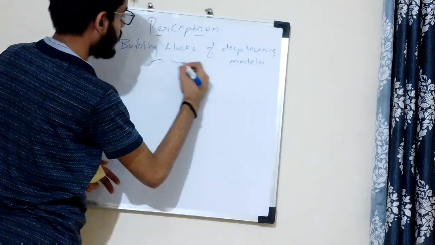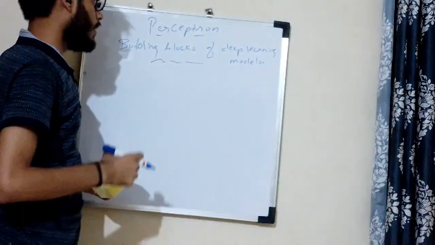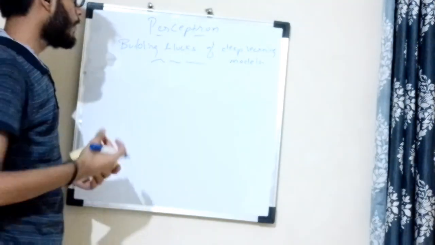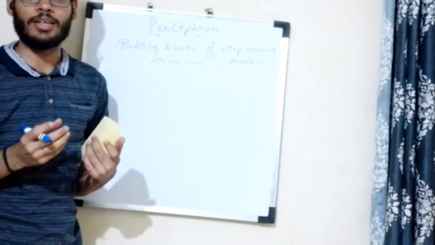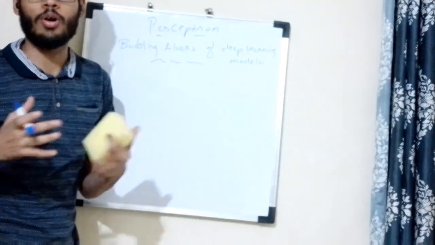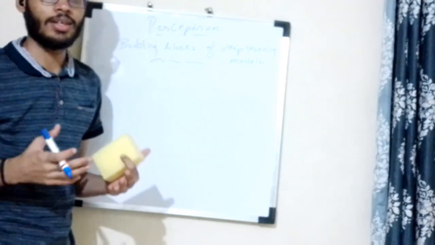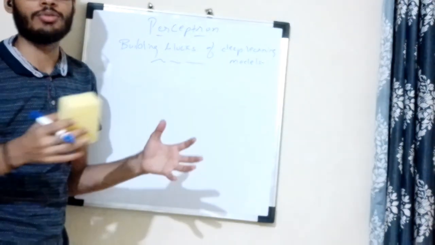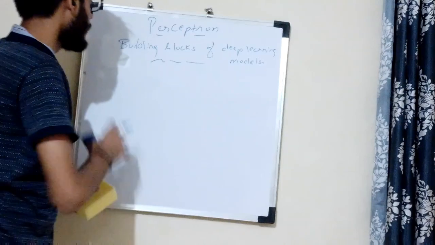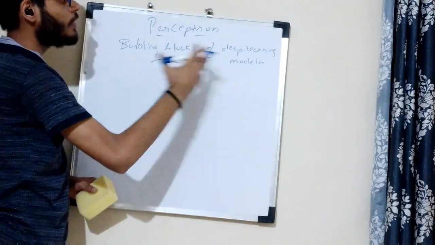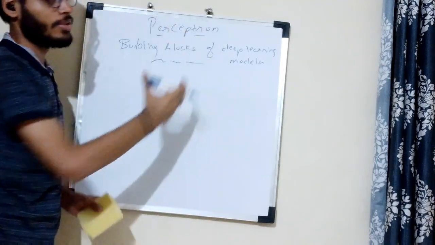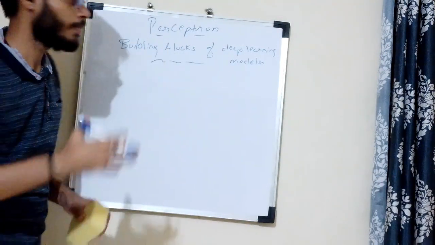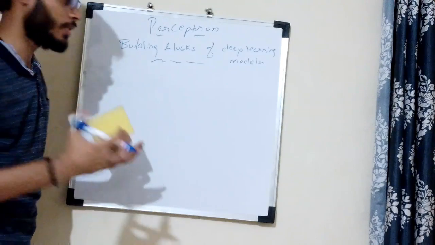Let me explain with an example. Inside the body, cells are the building blocks of the human body, right? Groups of cells combine and form tissues, and then tissues combine and form organs, right? Similarly, the building block of deep learning models is known as a perceptron. Let's see what a perceptron is.